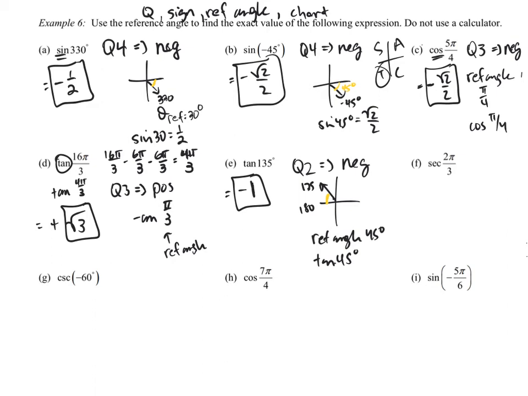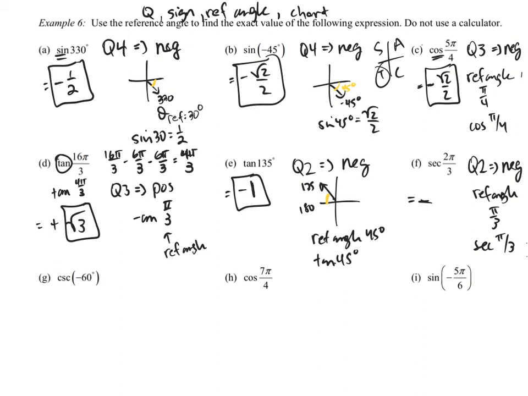Okay, letter F is a reciprocal, secant of 2 pi over 3. Okay, so 2/3 of a pi I know is going to be in quadrant 2. In quadrant 2, I know that sine and cosecant are positive and everything else is negative. So I know the answer here is going to be negative. Okay, the reference angle, super easy. Because it's in radians, I know that it's going to be pi over 3. And so what we really need to know is what secant of pi over 3 is. Well, in order to know what secant of pi over 3 is, I've got to know what cosine of pi over 3 is, because that's the reciprocal.